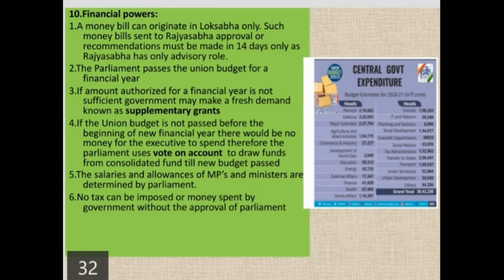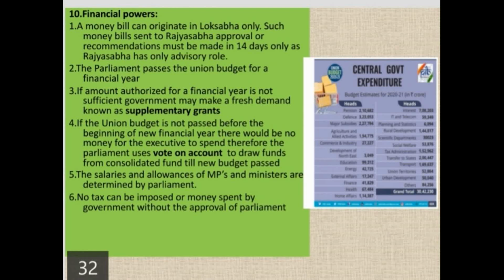And in the same way, if the government is unable to pass its financial year's budget in parliament, for example, suppose due to corona and other things the parliament is unable to meet and unable to pass the budget. During such emergency situations, it will fail to draw money for expenditure. For spending money, it needs that permission. So what parliament does at that time is use vote on account to draw funds from the consolidated fund of India.